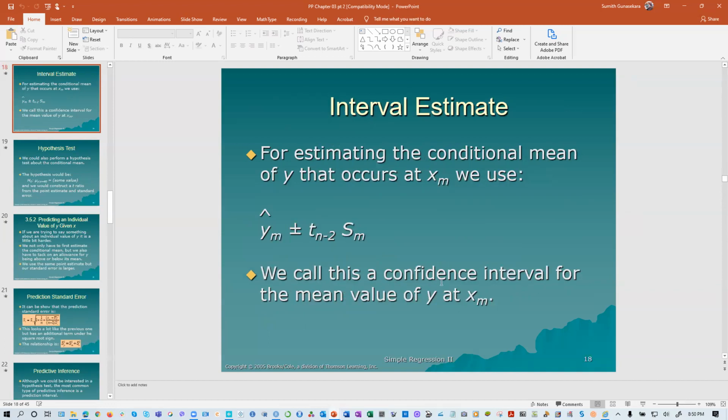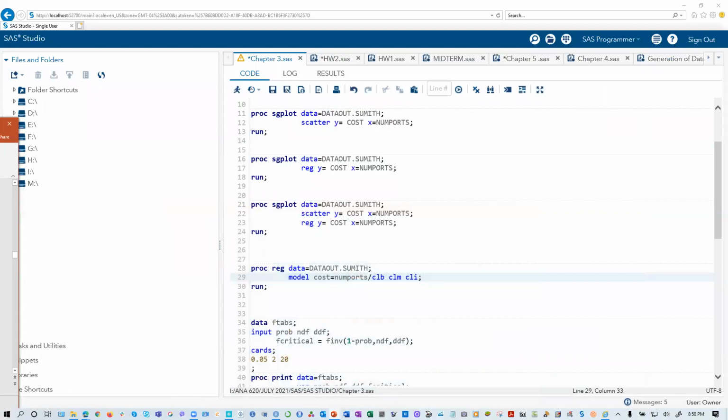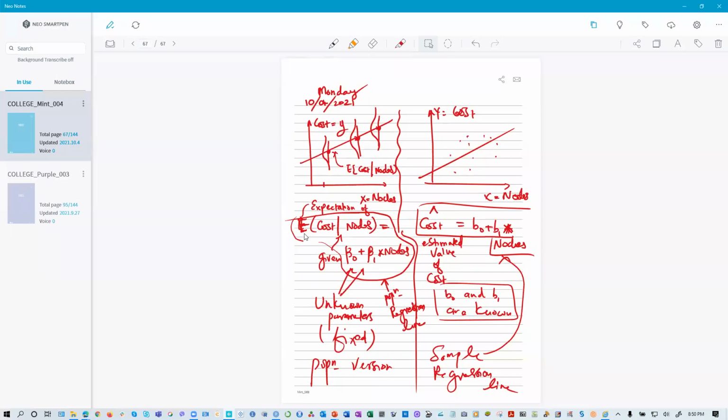See, we give the confidence interval. Confidence interval for the mean value of y, the mean value of cost at this point, for a given certain number of nodes. If you are really interested in the confidence interval for the estimate for this, that means the expectation of the cost, the average cost.